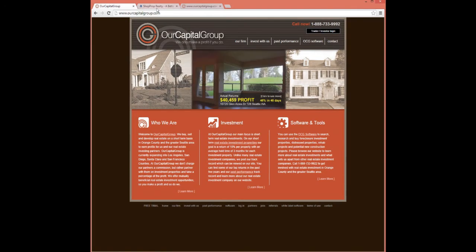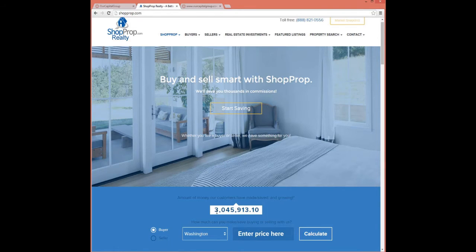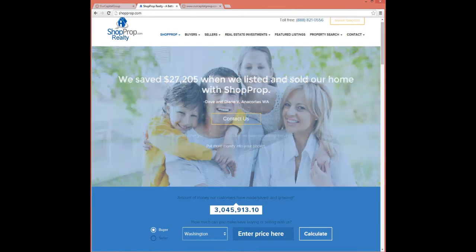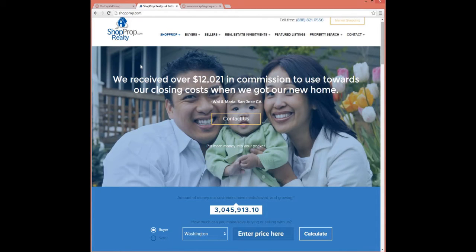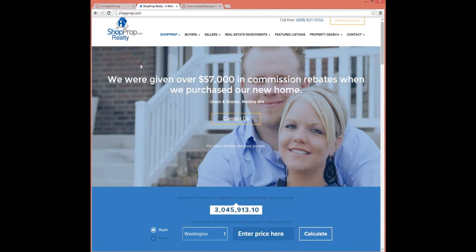First of all, real quick, Shop Prop Realty, as you can see, we surpassed the $3 million mark. That's money that we gave back to our customers when they bought and sold a home through us. Our goal at Shop Prop Realty is to change the way the world sells real estate by putting more money back into our clients' pockets. There's a ton of money lost in homes every single day by people that use a full commission realtor, and that money is just dropped for no reason. Our goal is to make home buying less expensive for consumers.